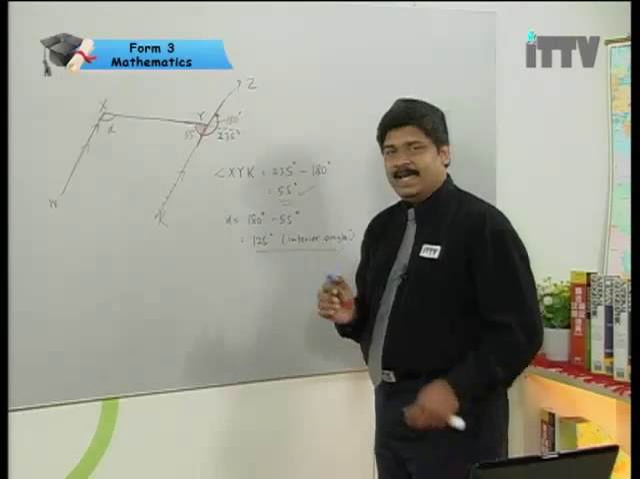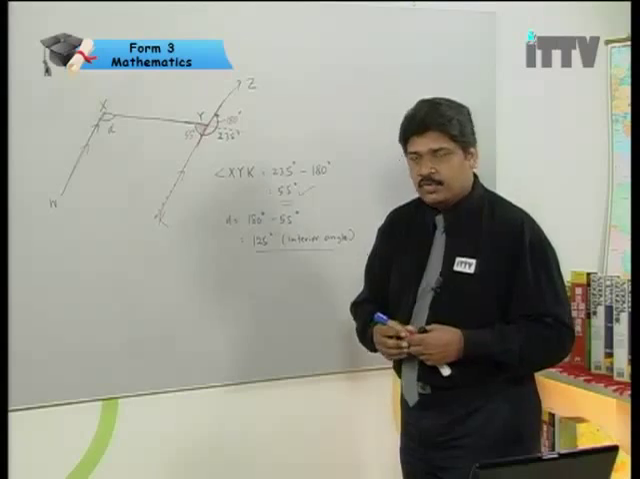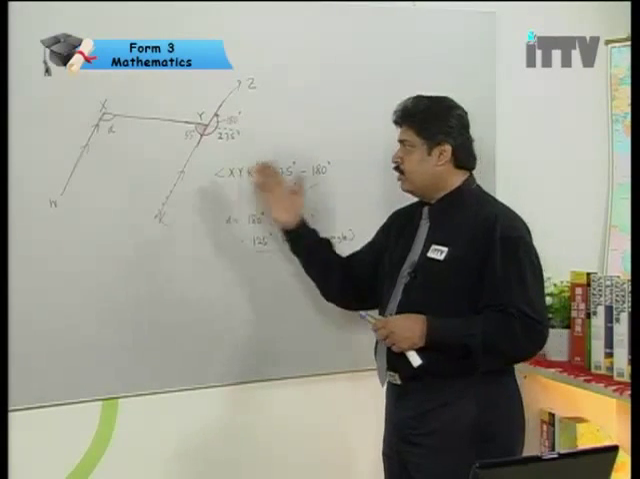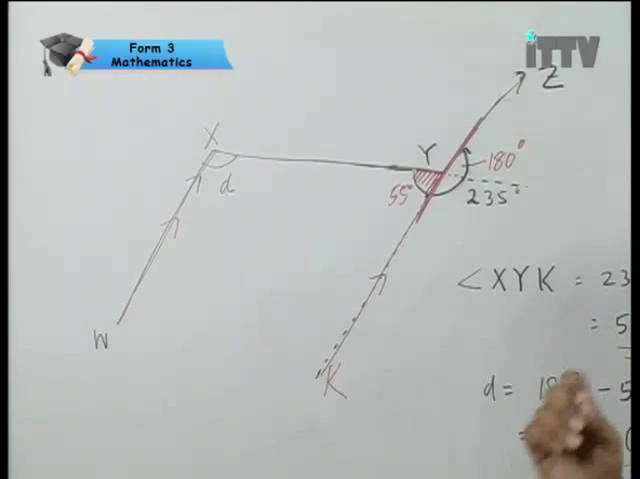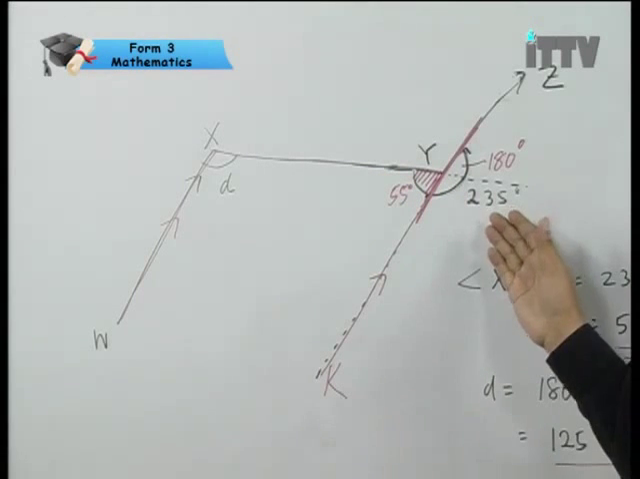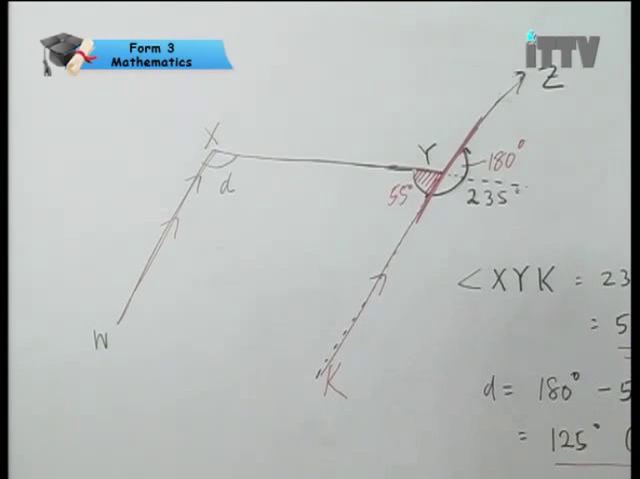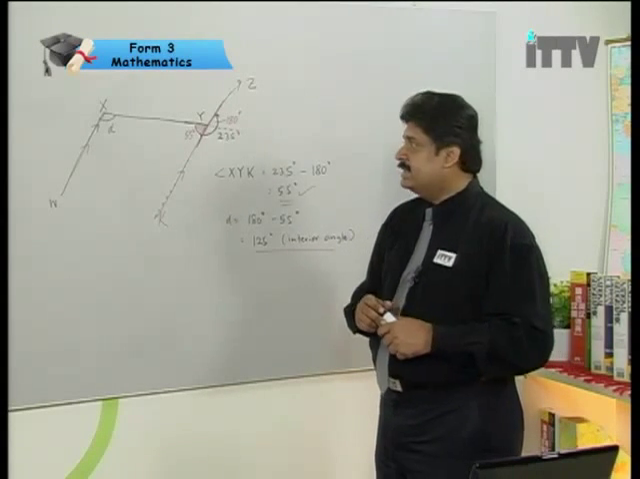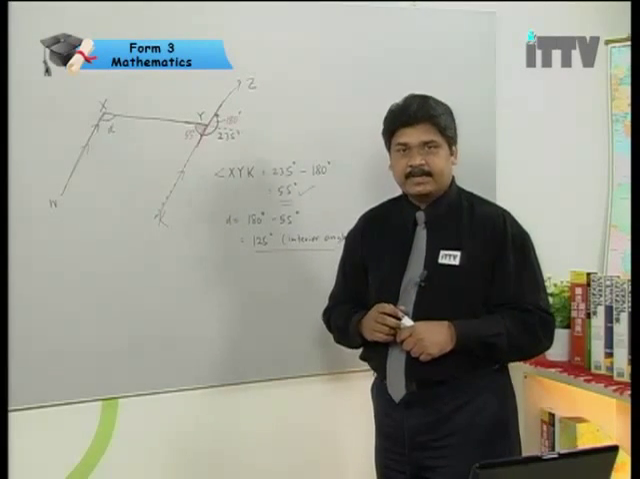In order for you to attempt this question, you need to draw some dotted lines on this diagram. Having drawn these dotted lines, then you must ask yourself, what next? How can I relate the value of D to the question that is 235 degrees given? This is how one student should attempt. I hope you have seen this picture much more clearer. Let's now turn to the next question.